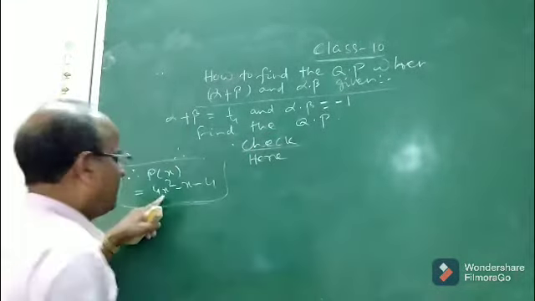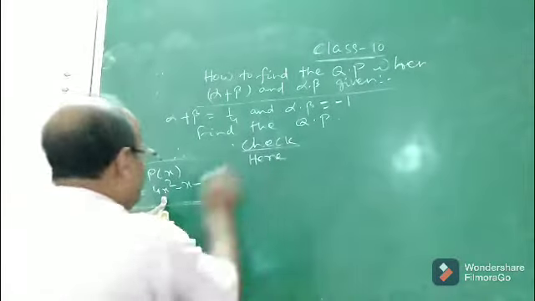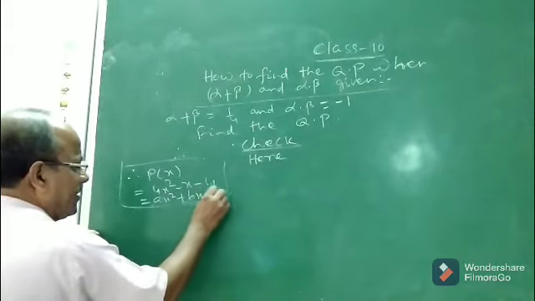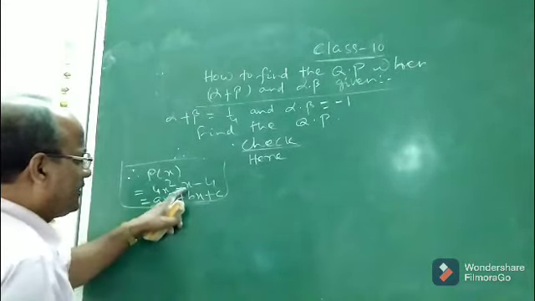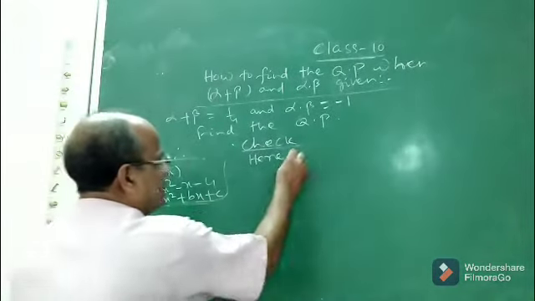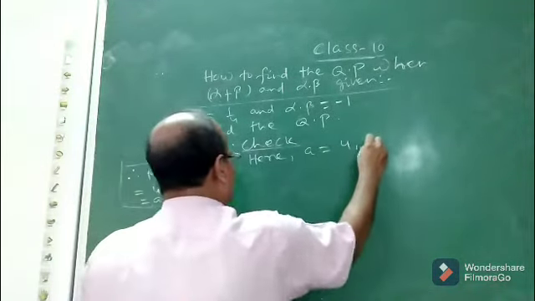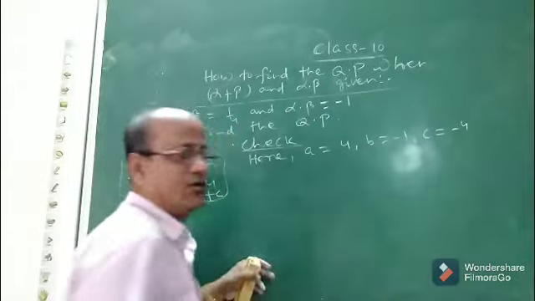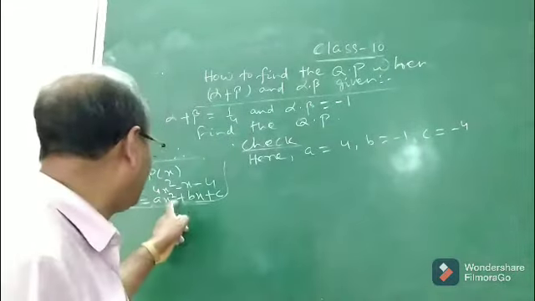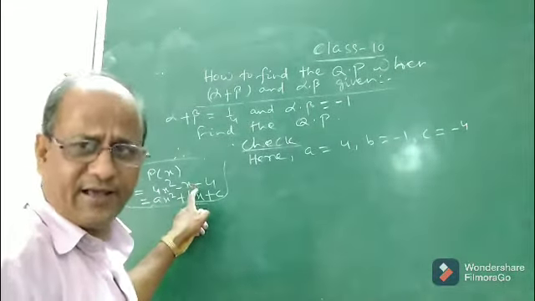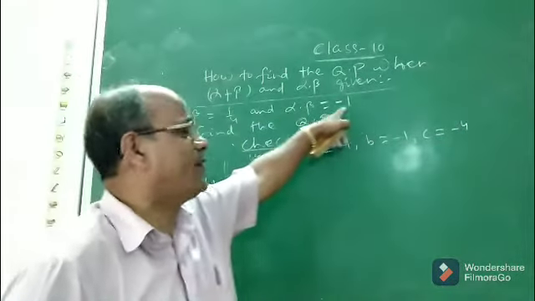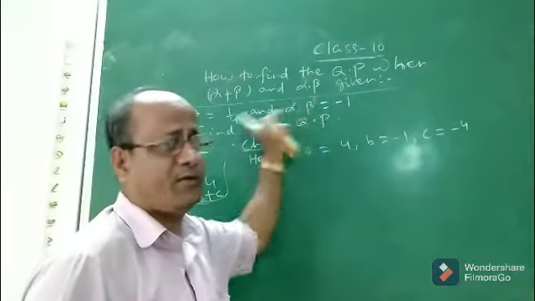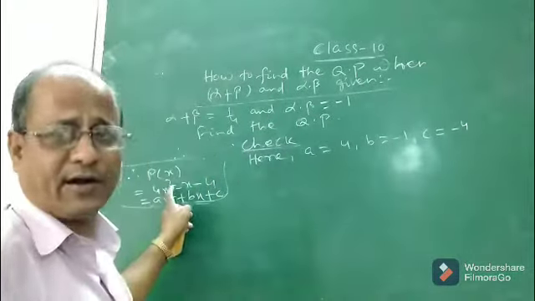First you find the values of a, b and c, because it is in the form of ax square plus bx plus c. So a equals 4, b equals minus 1 and c equals minus 4. So what are we going to verify? We are going to verify that if this is the required quadratic polynomial, then its sum of zeros is 1 by 4 and product of zeros is minus 1. Then we will be confirmed, yes, if these are the sum of zeros and product of zeros, then this will be the required quadratic polynomial.